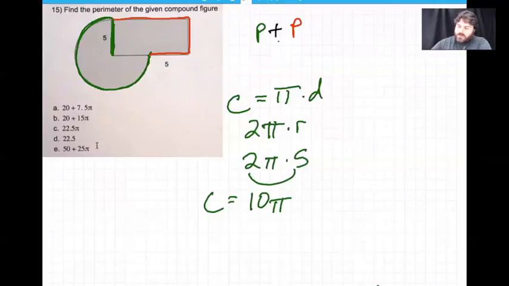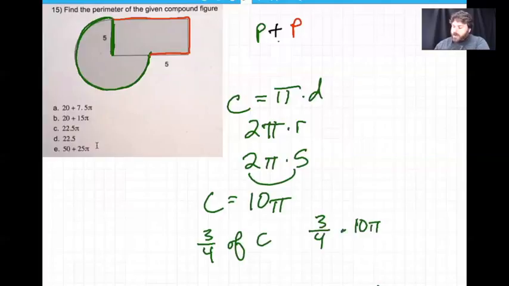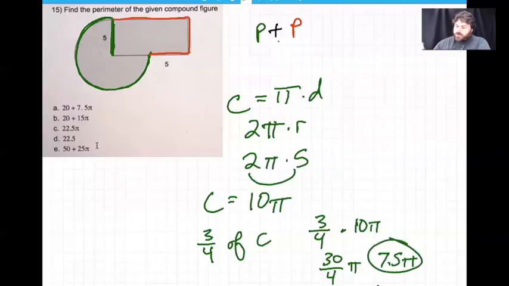You see how we're missing this little section here? We don't have that missing section. So really, what proportion or what fraction of the circle do we have? We have 3/4 of the circumference. So of, remember, means multiply. So 3/4 times the circumference, which is 10 pi. If I simplify, I get 30/4 pi. That 30 divided by 4 makes 7.5 pi. So the green part is 7.5 pi.